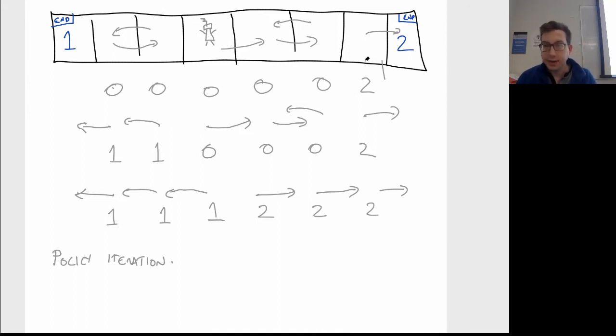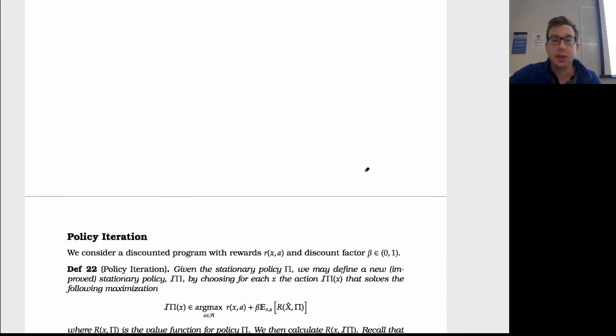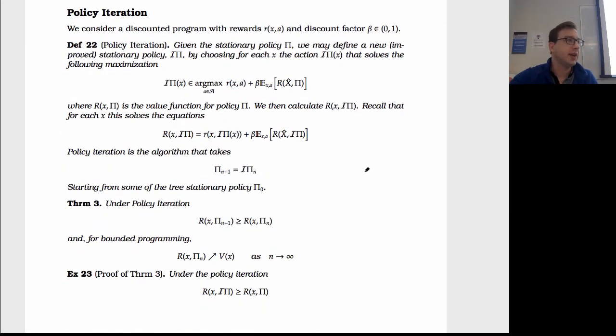All right. So now let's give a formal definition of policy iteration. We're just going to write down in mathematics what I've just described on the paper there. So for policy iteration, we're going to consider a discounted program with rewards R(x,a) and a discount factor beta. I could do this for non-discounted programming, but it's just easier to do the proofs.